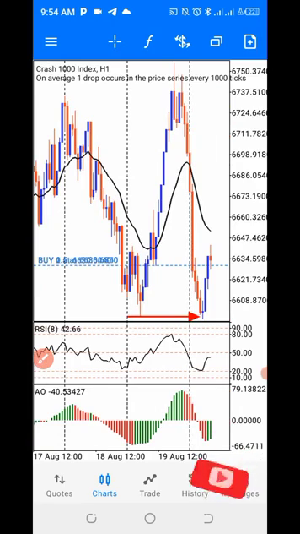So the first thing you need to put into consideration in this strategy is your market structure. Your market structure is very important. And when you are putting in consideration your market structure, you need to consider your higher time frame.